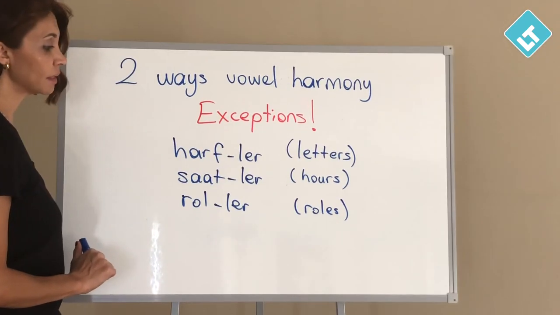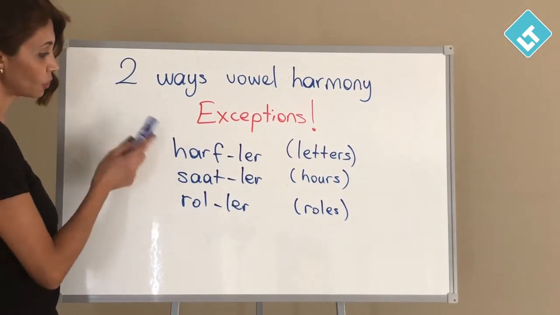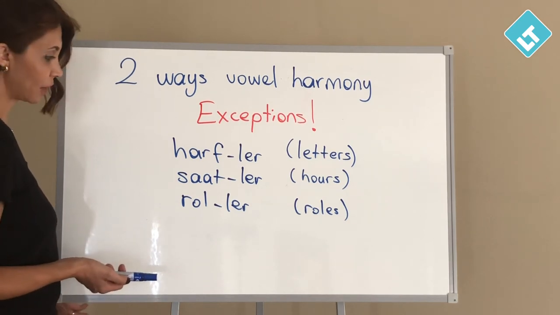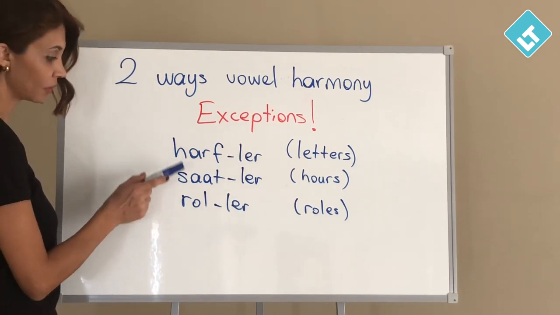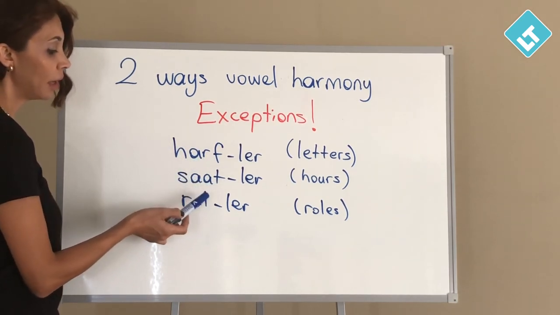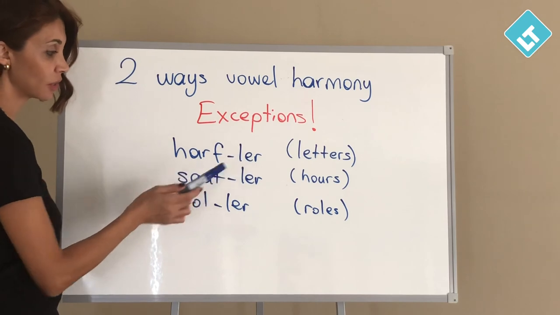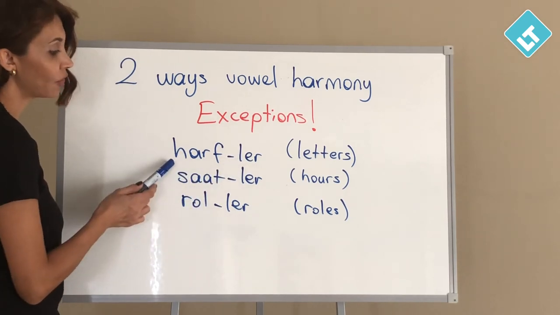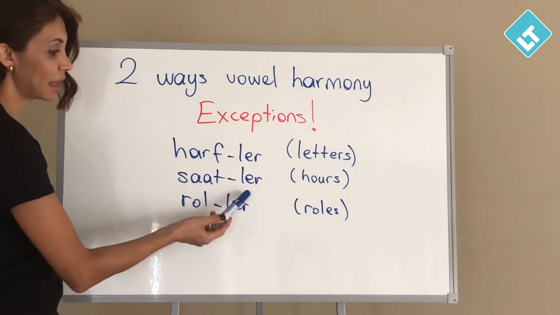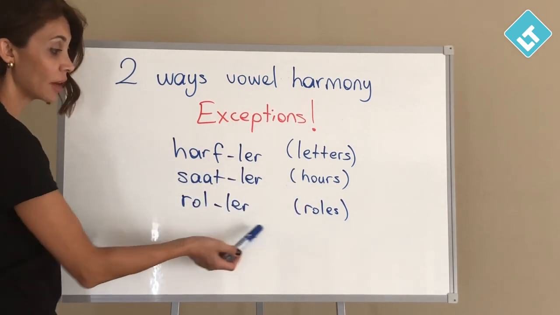Are there any exceptions? Yes, some words don't follow the rule. Those words came into Turkish from different languages, such as harf, saat, rol, and they are ending with a back vowel, but we are using the ler suffix to form plural. Harf is letter, harfler, letters, saatler, hours, roller, roles.